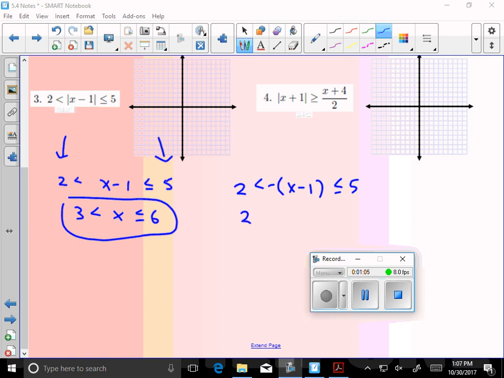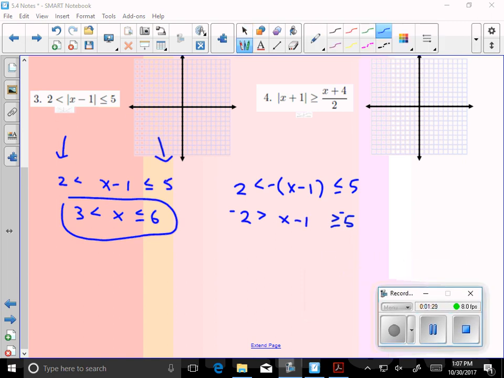What should I do first? I could distribute the negative or... no. Order of operations. I could divide by a negative. So what would that do to my inequalities? Make that a -2 and that a -5. So then that's x minus 1. Let me drag this out of the way. So if I add 1, -1, x, -5. Oops, -4.